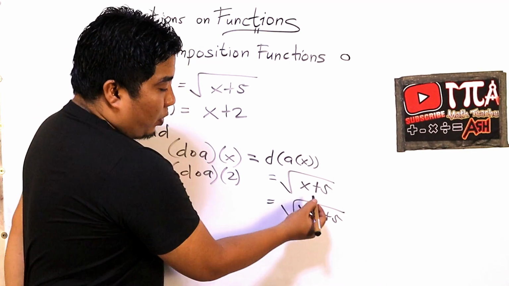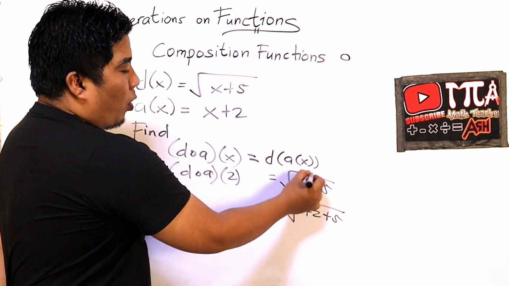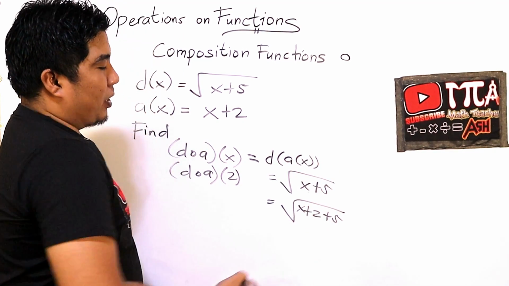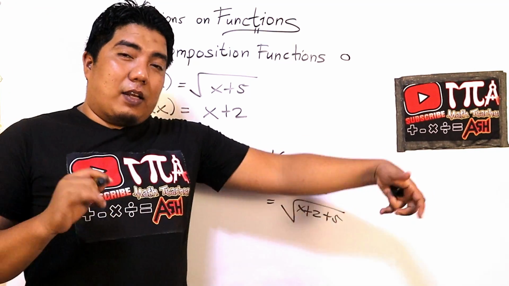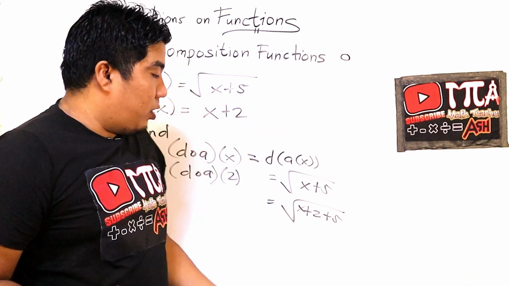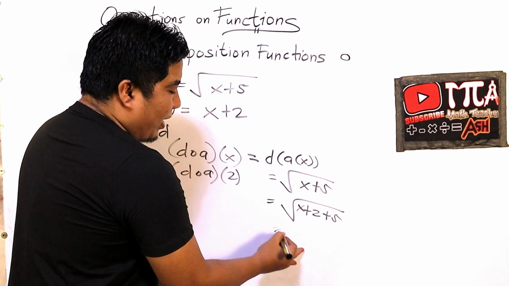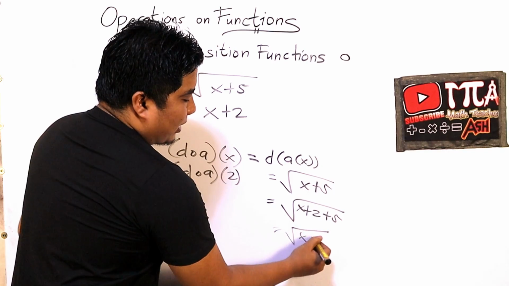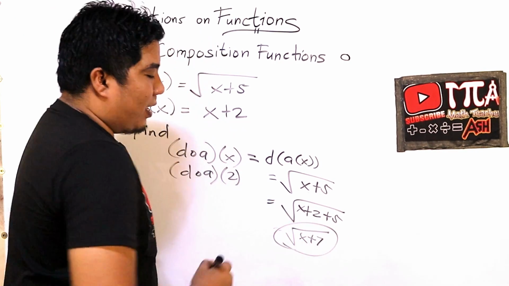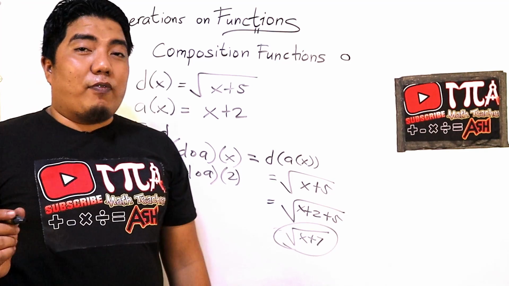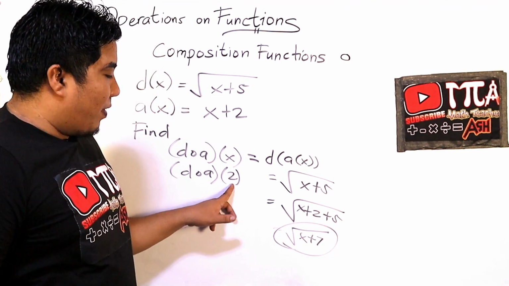Get that one? So this x is being substituted by the whole a of x, and that is x plus 2, giving us the whole expression square root of x plus 2 plus 5. And if we simplify this, we will have the square root of x plus 7. And that is the final expression for the d of a of x. Easy, right? Now, how about if we have the value 2?